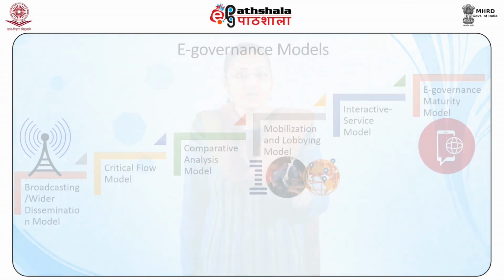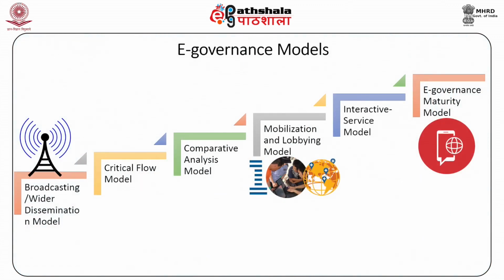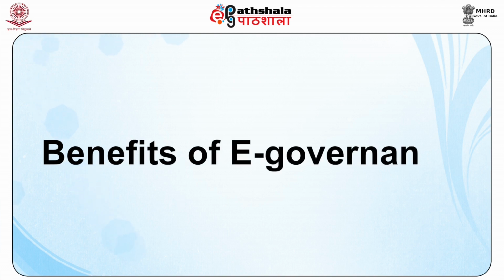Professor Prabhu identifies six generic models of e-governance in his book, which are as follows. First, broadcasting or wider dissemination model. Second, critical flow model. Third, comparative analysis model. Fourth, mobilization and lobbying model. Fifth, interactive service model. Sixth, e-governance maturity model. When implemented, these models show variations according to the governance function carried out by them and due to the variation in local situations.